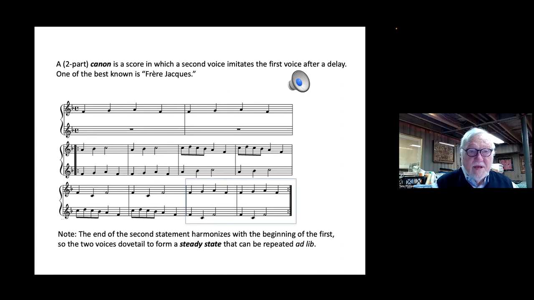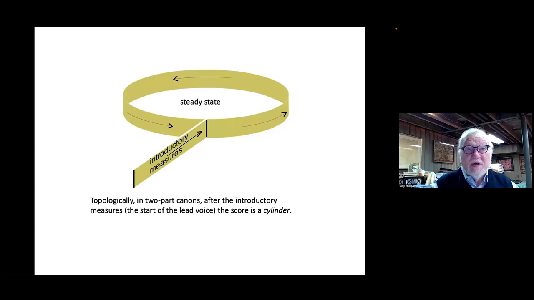If you notice, the end of the second statement of the theme harmonizes with the beginning of the first one. In this blue box, on the top line you have the beginning of the second statement, and that's the beginning of the first statement, and on the bottom line you have the end of the second statement. And they also harmonize, so it means that the thing can just repeat over and over again. What's between those two lines we'll call the steady state of the canon. So you start out with these introductory measures, and then after the introductory measures, you're back in this kind of cylindrical mode, where you can just continue on and on as long as you feel like it.